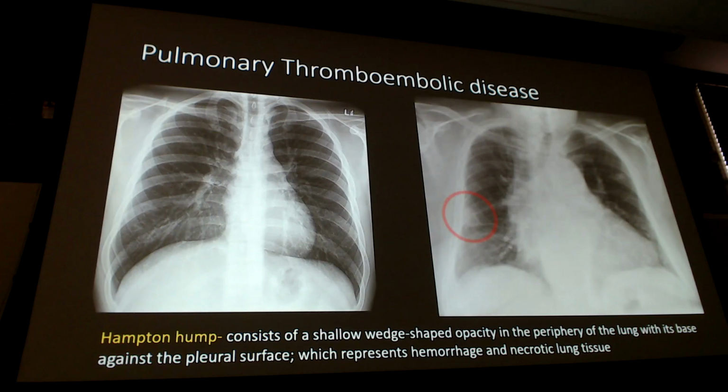Hampton's hump. There's a little triangle right there. A little triangle right there. Right? Little wedge-shaped opacity in the peripheral lung, based against the pleural surface. It's representing some hemorrhage and necrotic lung tissue. Again, if I have hemorrhage and necrotic lung tissue, this probably wasn't an acute PE.